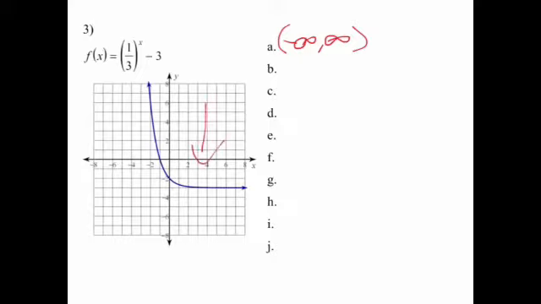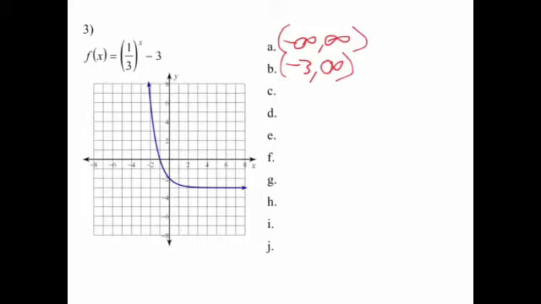And B is my range. How far down does my function go? Well, it goes down, but it doesn't cross this line here, which is the line y equals negative 3. We'll get to that in a sec. So it goes down to negative 3, but doesn't actually reach it. But it does go up forever from there. So from negative 3 to infinity is my range.